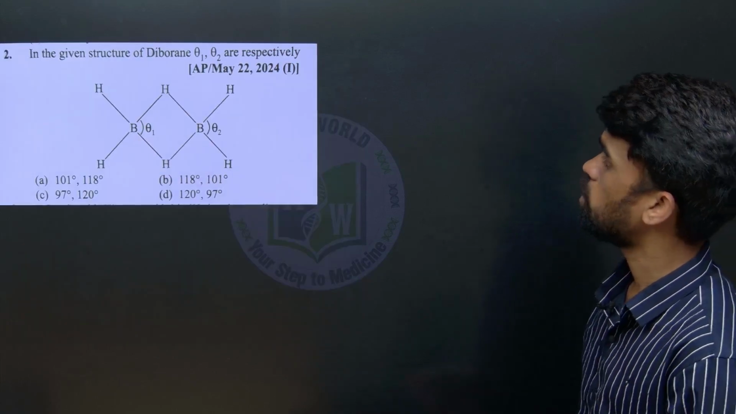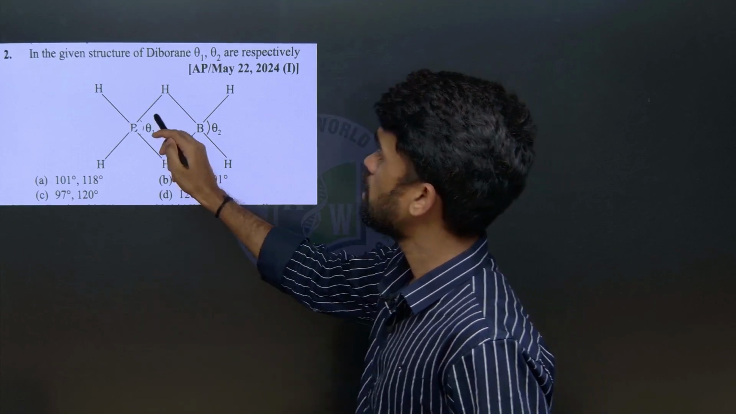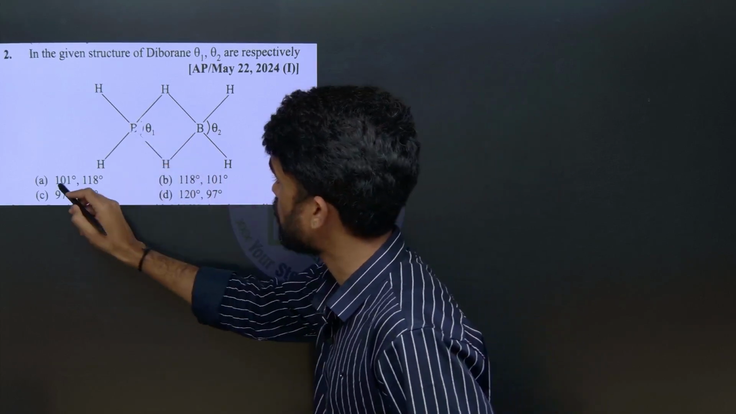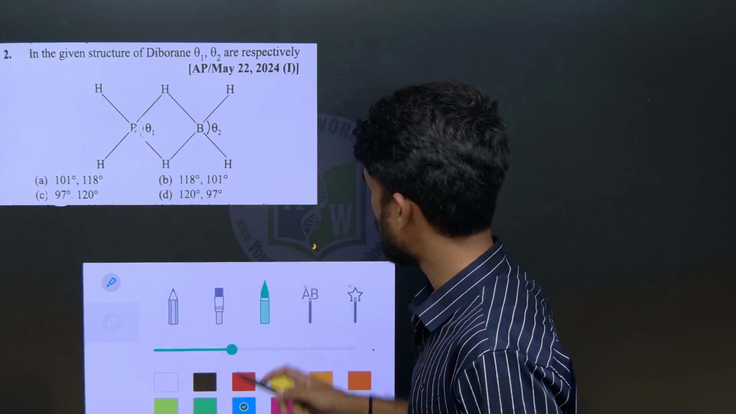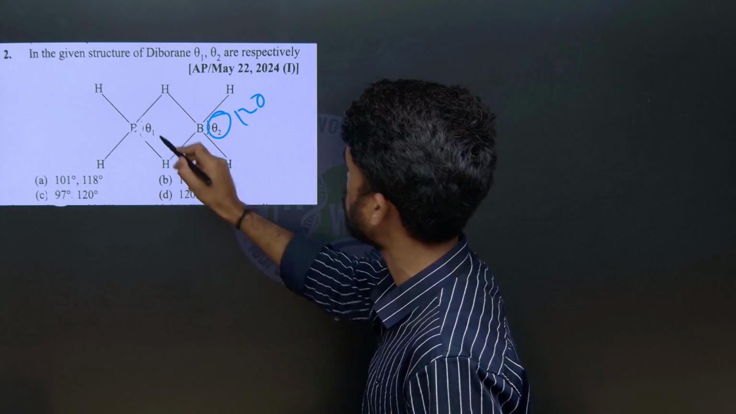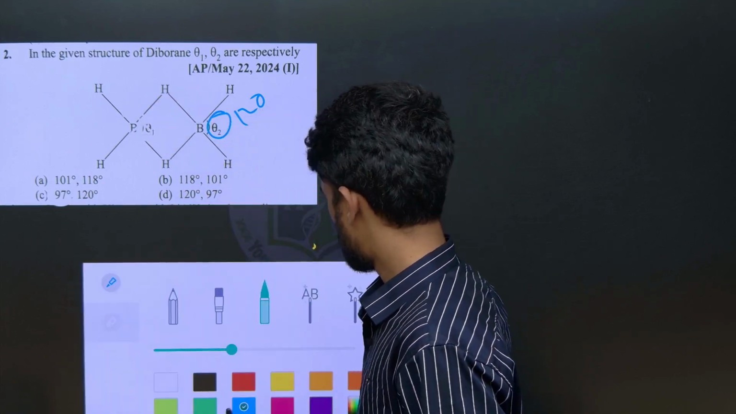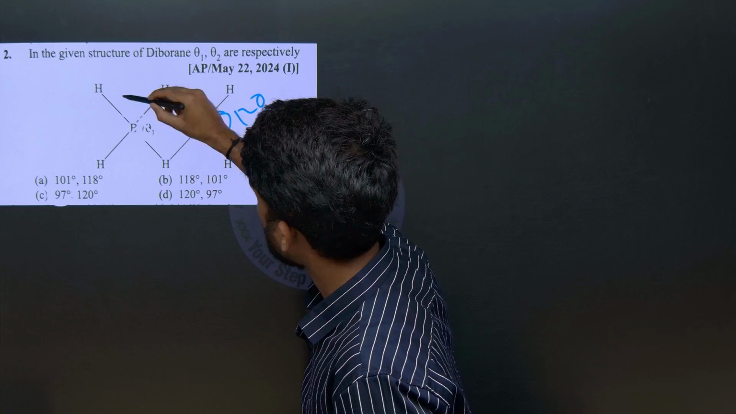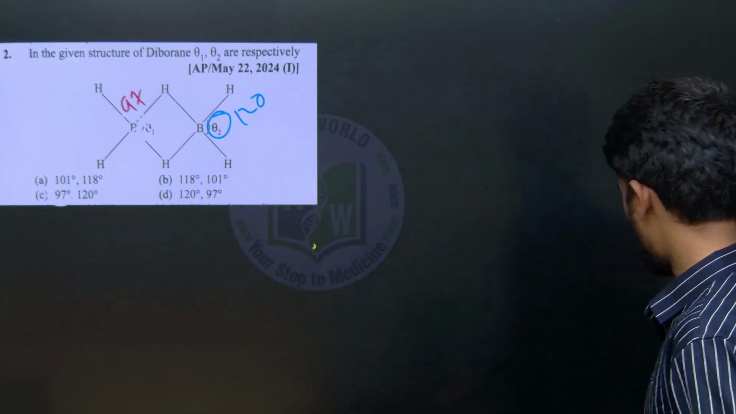Then next, now tell me, what is the internal angle here that we have seen? 97 we have seen now. So what about this angle? Here it is 120 degrees, nearly equal to 120. This will be 97, as we have seen there, and this will be 120. So option C is correct for this particular question.